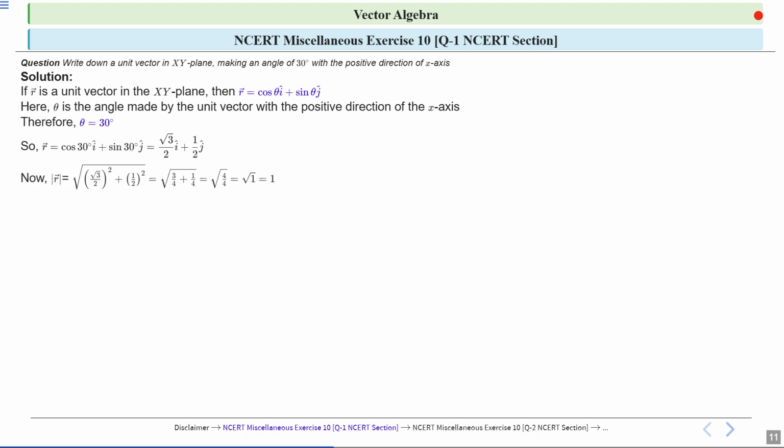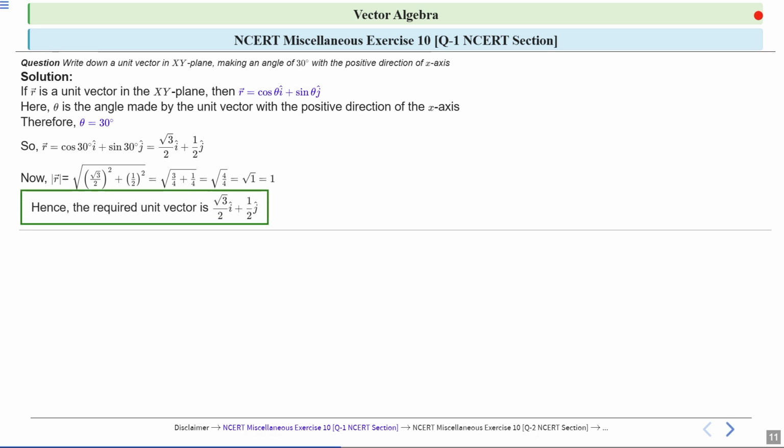Now magnitude of r vector will be equal to root over (root 3 by 2) square plus (1 by 2) square, which is equal to root over 3 by 4 plus 1 by 4, which is equal to root over 4 by 4, which is equal to root 1. So root 1 is equal to 1. Hence the required unit vector is root 3 by 2 i cap plus 1 by 2 j cap. Got it? So let's move to the next question.